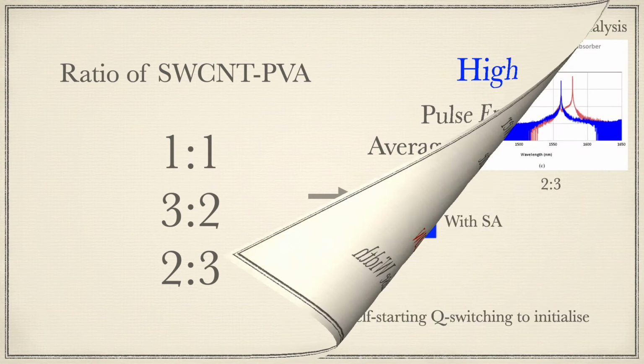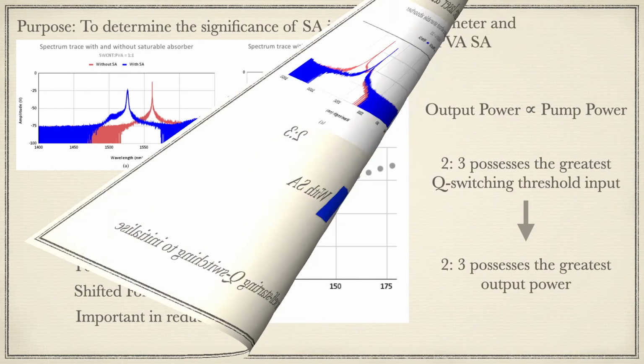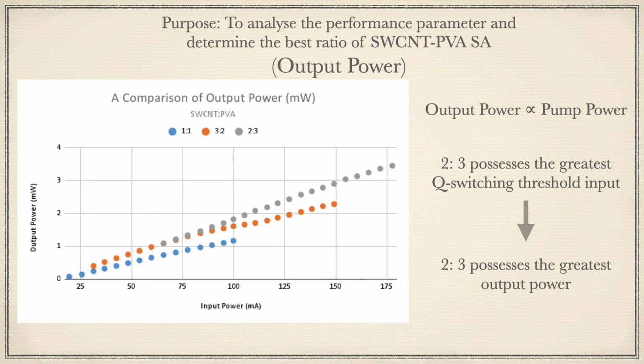Referring to the figure, the Q-switching wavelengths of ratios 1:1, 3:2, and 2:3 are positioned in the conventional band, and the output spectra with the saturable absorber are found to shift forward. The presence of the saturable absorber brought a significant impact on the reduction in wavelength for the self-starting Q-switching to initialize. The output power is directly proportional to the pump power within the range required by this saturable absorber, indicating the pump characterization regardless of the ratio of SWCNT-PVA.